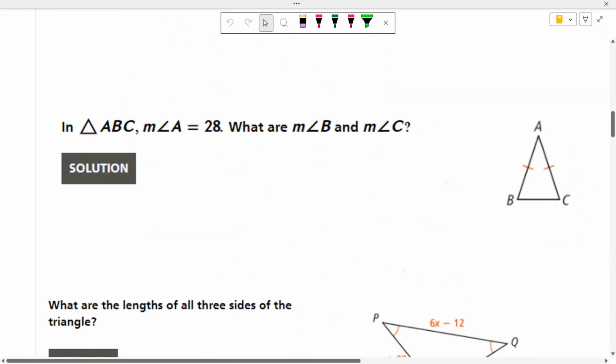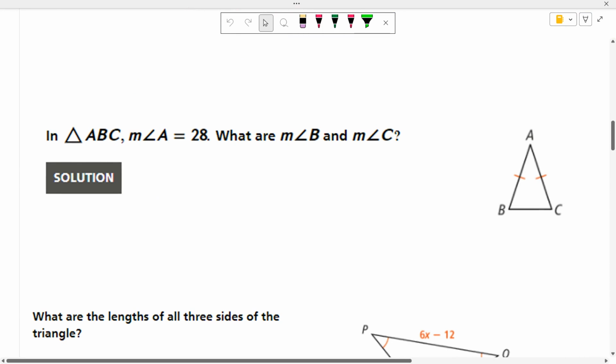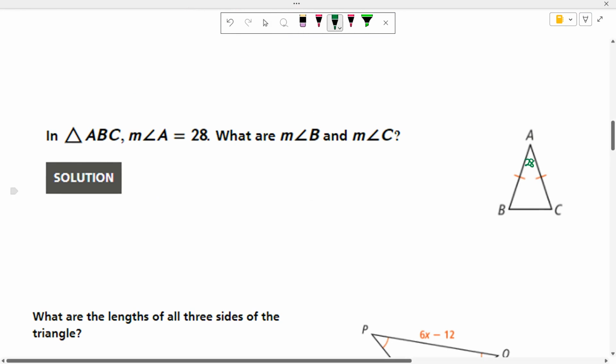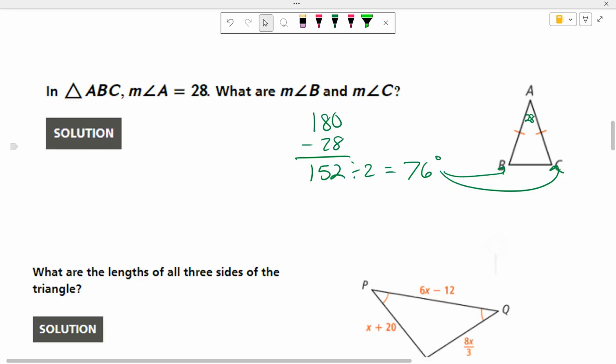All right. So it says angle A is 28 degrees. Angle A is not one of the base angles. So how many degrees are in a triangle? 180. So if you take 180 minus 28, you get 152. If you divide that by 2, each of the base angles would be 76 degrees. B would be 76, C would be 76.